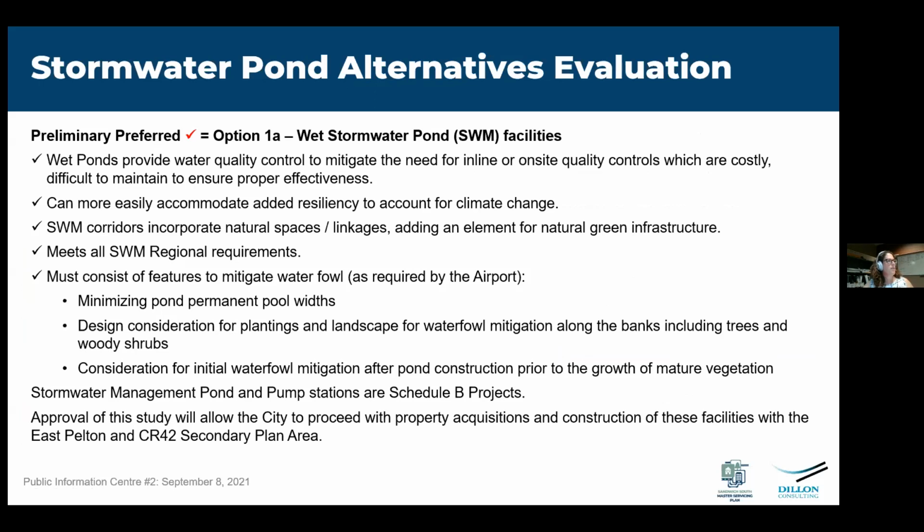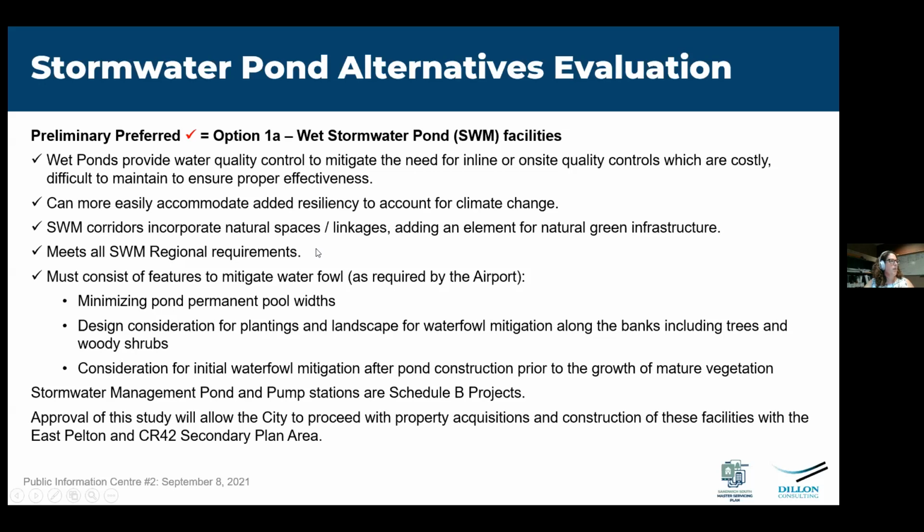So the preliminary preferred option is option 1A, the wet stormwater management pond facility. These facilities provide water quality control to mitigate the need for inline and on-site quality controls, which are costly and difficult to maintain to ensure that they have proper effectiveness. They can more easily accommodate added resiliency to account for climate change. And stormwater management corridors incorporate natural spaces and linkages, adding an element of green infrastructure to the corridors.